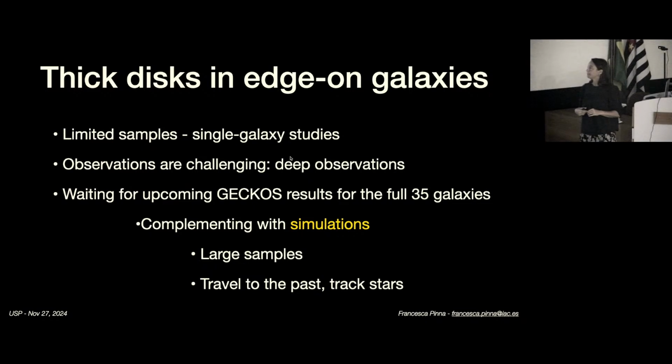Good. So this is all we have so far from observations from integral field spectroscopy. We have to wait a bit more for the next GECOS results, where we will be able to show the 35 galaxies. But so far, we can also compare to simulations to get some more hints about the formation of thick disks. Because in simulations, we can have large samples. We don't have the observational limitations. We can also travel to the past, and we can label the stellar particles and identify them according to their in-situ or ex-situ origin, for example.